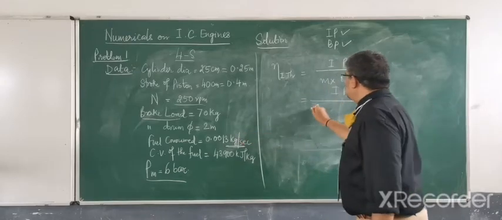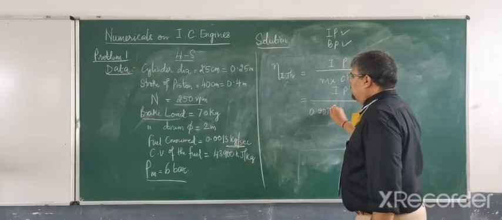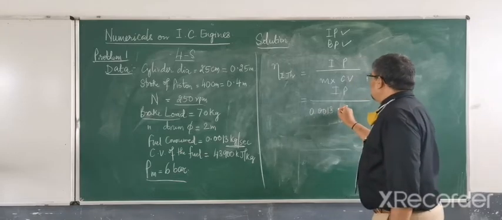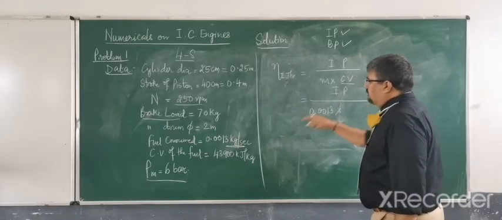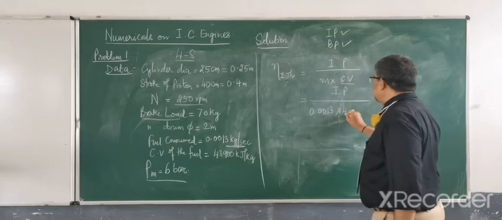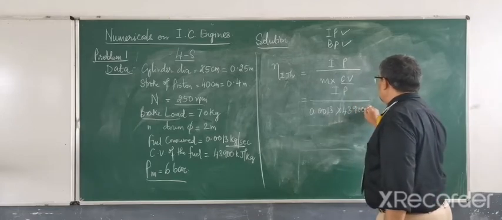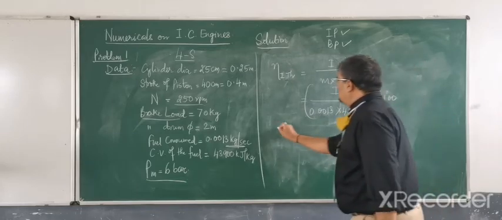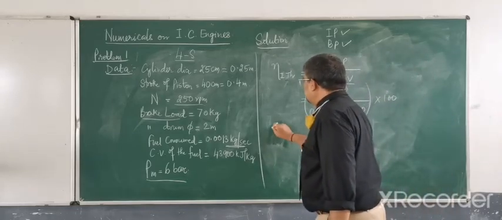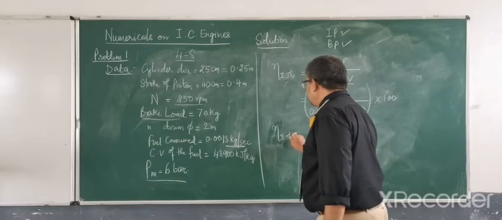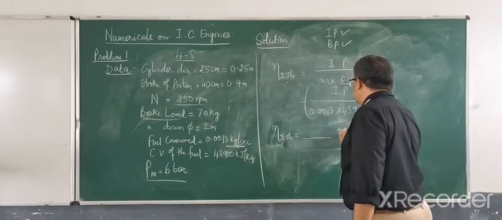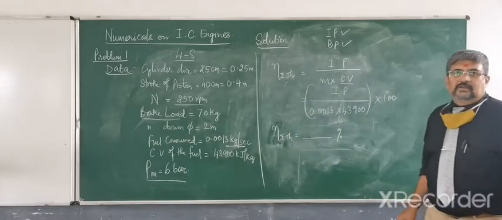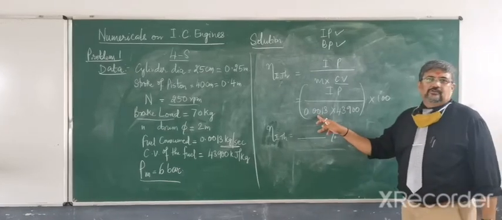M, I know it is 0.0013, into the calorific value, which is given as 43,900, multiplied by 100. So the indicated thermal efficiency will be so much percent. It is as simple as that. Directly, you have to use this.